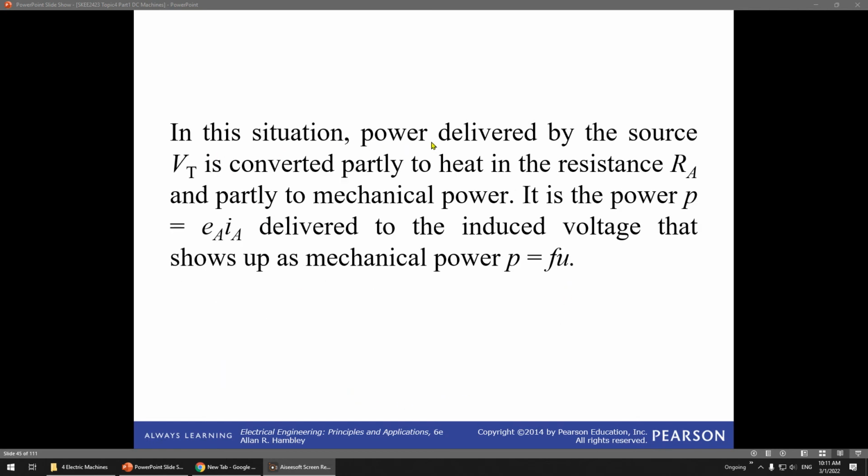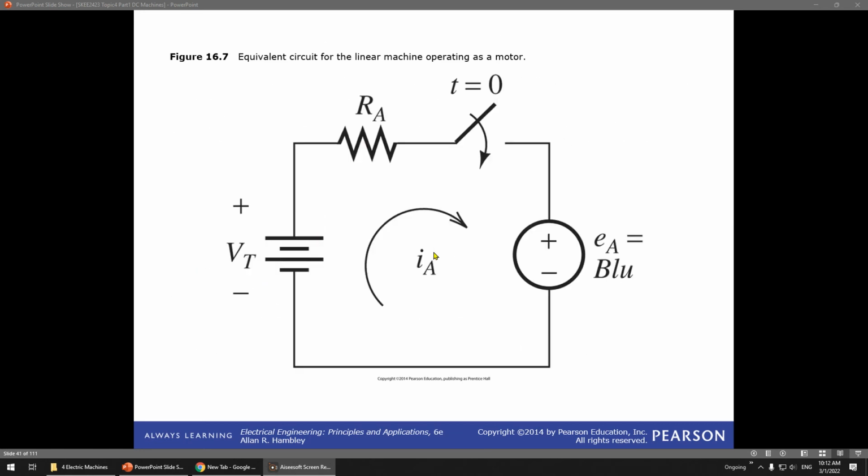In the steady state, power delivered by the source VT is converted partially to heat in the RA, and then partially to mechanical power. It is absorbed by the EAIA. So basically, the power here is the power loss in the form of heat, and the energy here is just EAIA. A is the armature, so this is the armature winding.